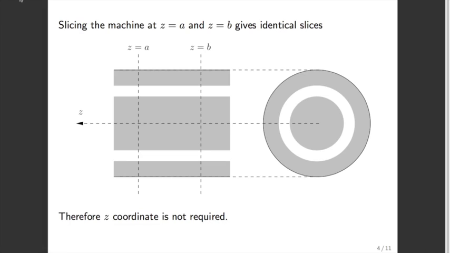As the machine structure has a cylindrical symmetry, slicing the machine at two different z coordinates would give us identical slices. The machine's behavior therefore should not depend on the z coordinate of the point. As the machine's behavior is independent of the z coordinate, we can focus only on the front view of the machine.